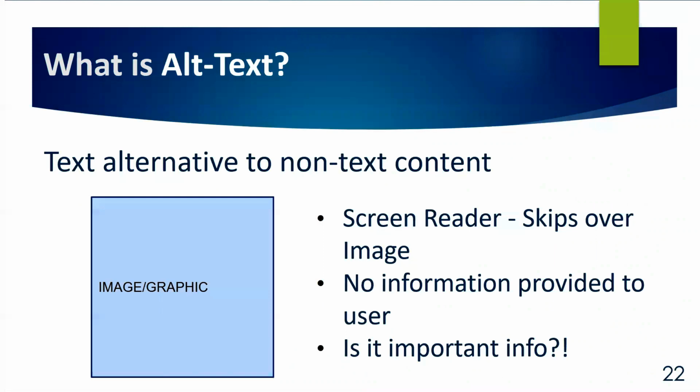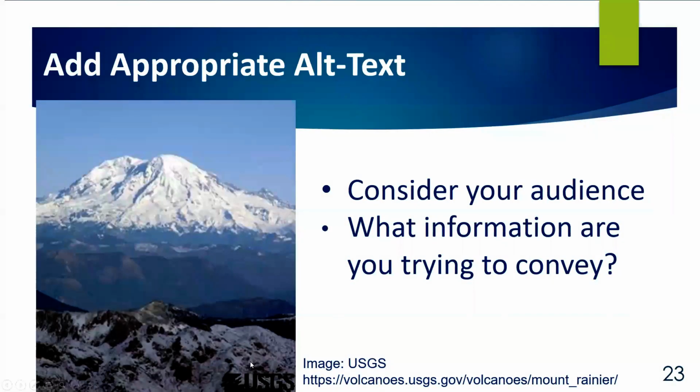So let's go to the next screen. Here's an image of Mount Rainier, and how do you add appropriate alt text? Because there are many reasons why I might put a picture of Mount Rainier in my class. So you want to consider your audience, and what information you are trying to convey to them by adding that image. Why did you add it? What are they supposed to get out of looking at it?